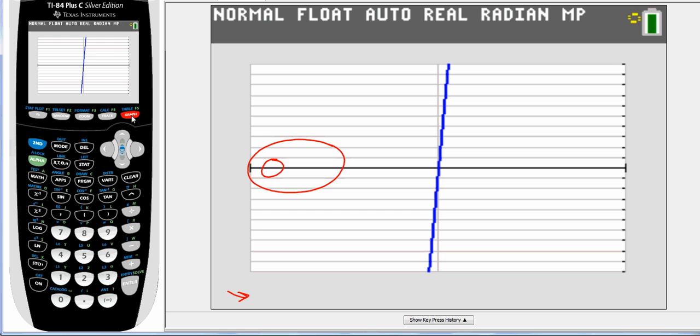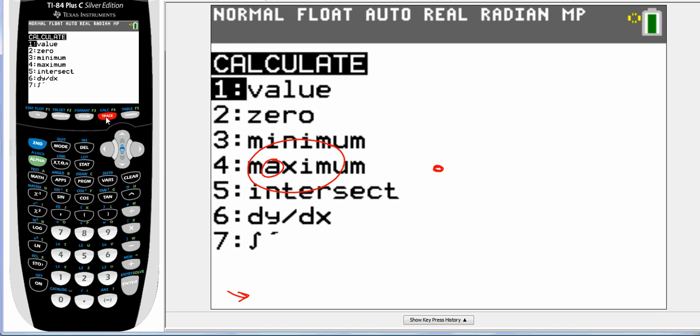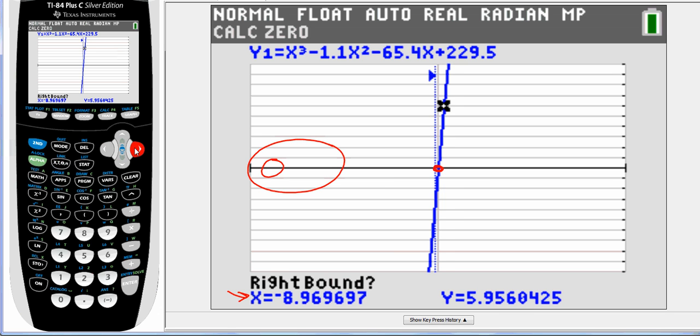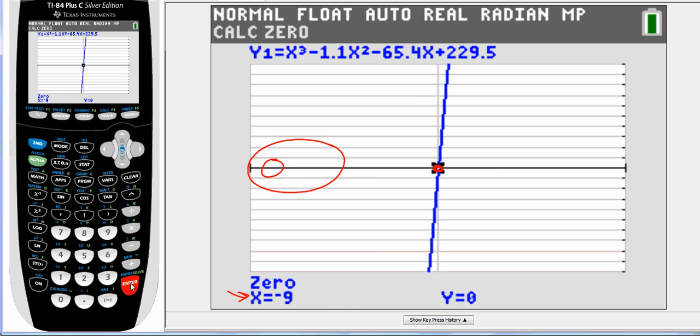Again, the spot that I want to find is this spot right here. So we will go second trace, number 2. All right, and my cursor you can see is right there. So I'm going to hit left bound, enter, right bound, enter, right on it, maybe, enter. So it does happen to be at exactly negative 9, 0. So one solution is negative 9, 0.